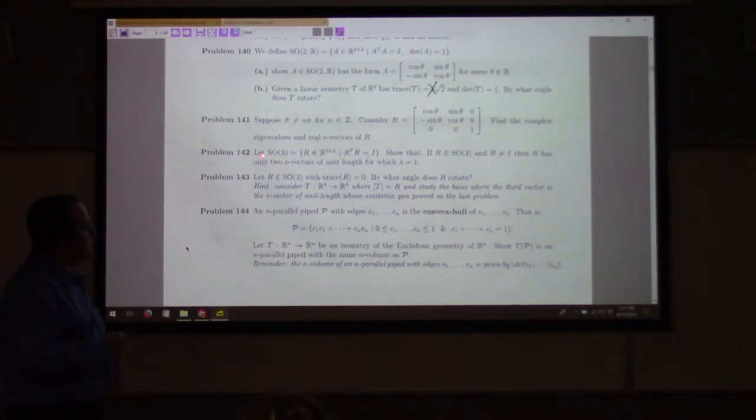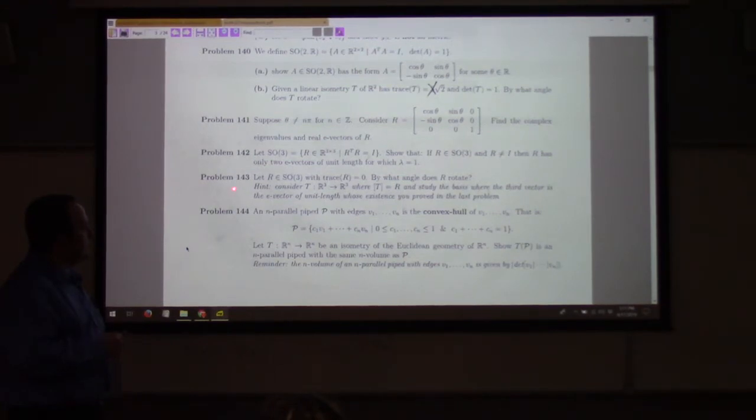Then problem 142, I said, look at this special orthogonal matrix. Show that if we have a special orthogonal matrix, in other words, it's orthogonal with determinant 1, and it's not the identity, then R has only 2 eigenvectors of unit length for which lambda equals 1. All right. So an example of such a matrix was already given to you in problem 141. This is an SO(3) matrix, and it only has 2 eigenvectors of eigenvalue 1, namely plus or minus e3. See, those are the axis vectors, essentially. The unit vectors along the axis of rotation are those eigenvectors with eigenvalue 1. We'll get into it in just a second here.